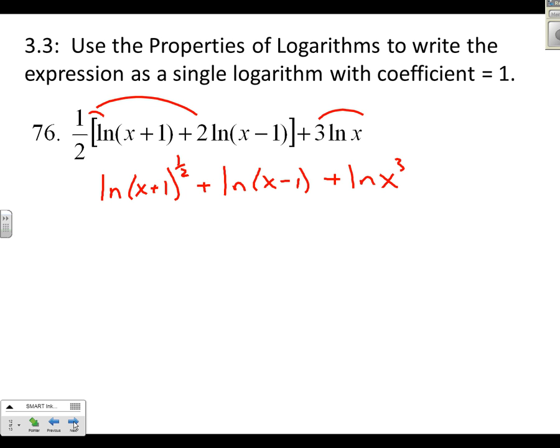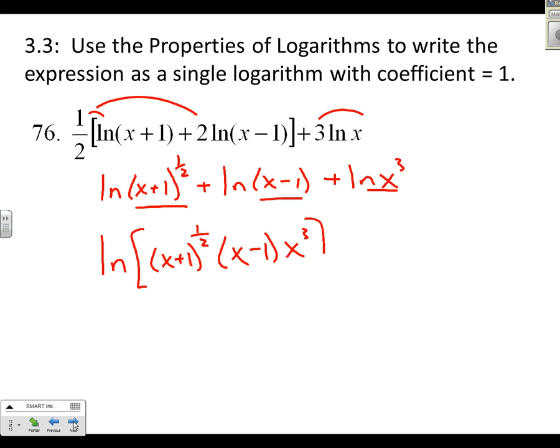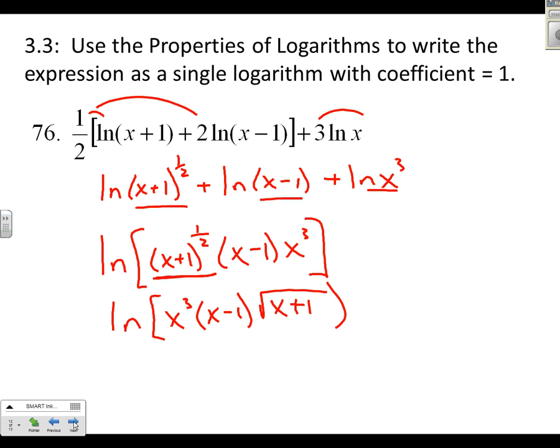And then I see everything is a sum, so each of these within our individual ln will become a factor. So that is ln of x plus 1 to the 1/2 times x minus 1 times x cubed. The only thing that may change in this is perhaps we would do a little rearranging. x cubed, x minus 1, but what I wanted to show is maybe you would see this as an answer, square root of x plus 1. Either of those guys.